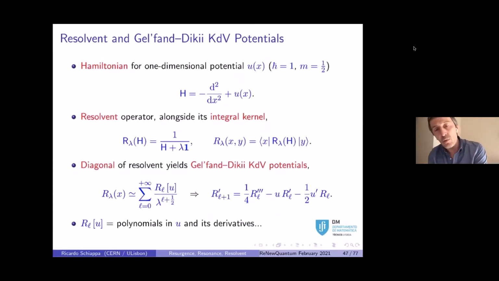But you consider a one-dimensional quantum mechanical problem with an arbitrary potential, U, with adequate conventions for h bar and the mass, so that the Hamiltonian looks quite simple. And then you consider the resolvent operator of this Hamiltonian. That's basically just the inverse, where lambda encodes the spectrum of the problem, of course, and the integral kernel. So if you look at the diagonal of the integral kernel, so when x and y are the same, it turns out that the diagonal of the resolvent has an asymptotic expansion in half-integer inverse powers of lambda, where these R_l, these coefficients, are polynomials in U, the potential, and its derivatives, and they actually satisfy a linear recursion. So it's not so hard to generate a lot of them.